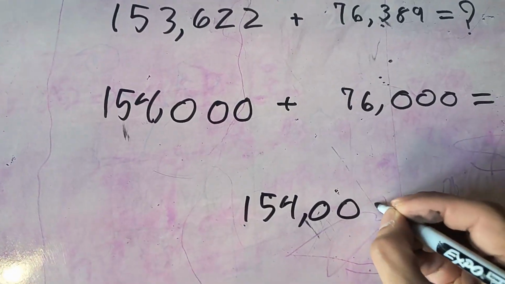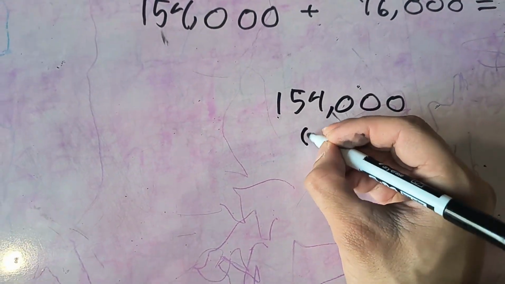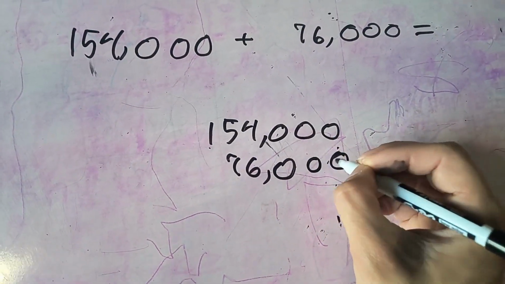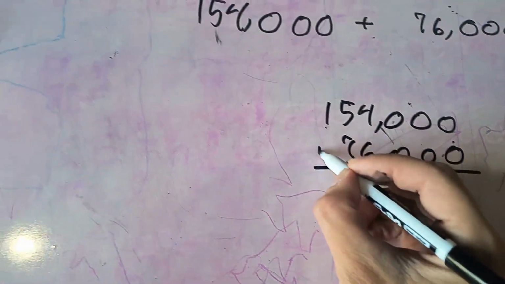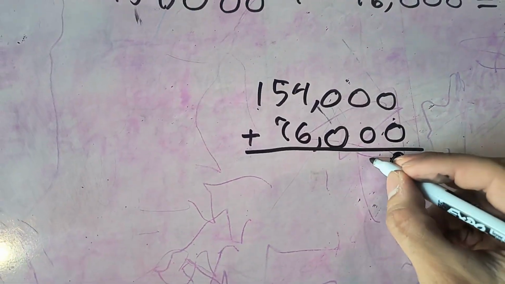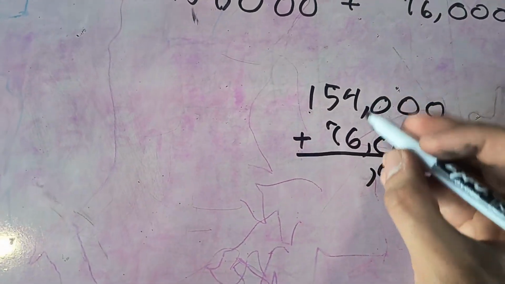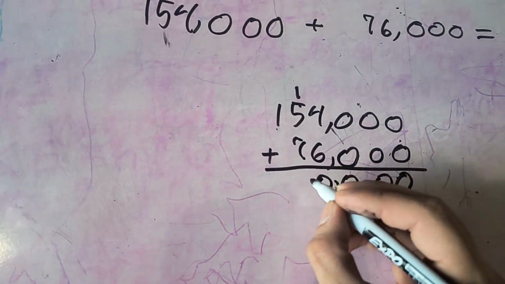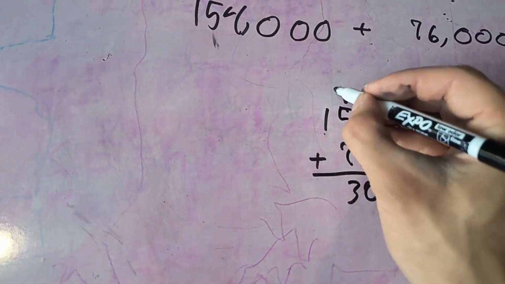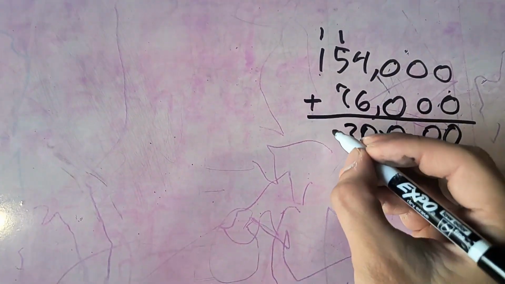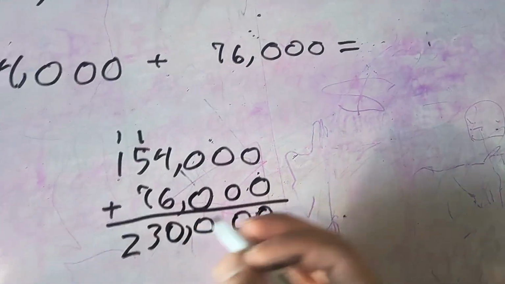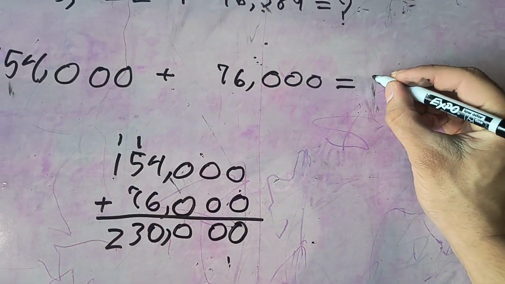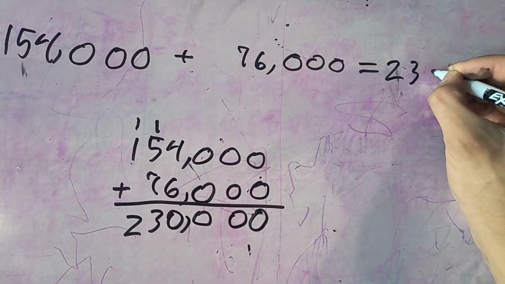comma, 0, 0, 0, 10, 5 plus 7 is 12, plus 1 is 13. 1 plus 1 is 2. And there we go. And this is our estimated number when rounding to the nearest thousand.